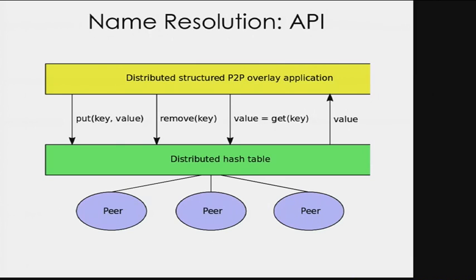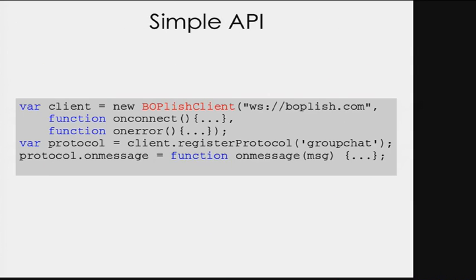The thing we liked about Chord and DHTs as such is that the API is very simple too, and we like a simple API. You just call put on your distributed hash table implementation with the key and the value. You can call remove to remove the key. You can get the key, and the value is somehow returned. We don't care how, it's implementation specific. And so we stick with that.